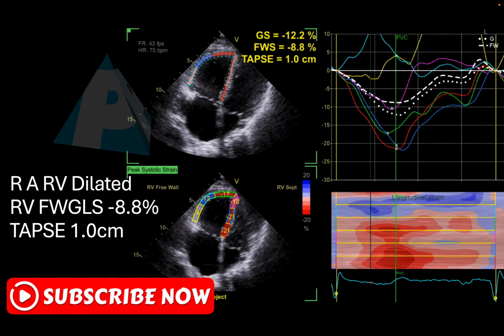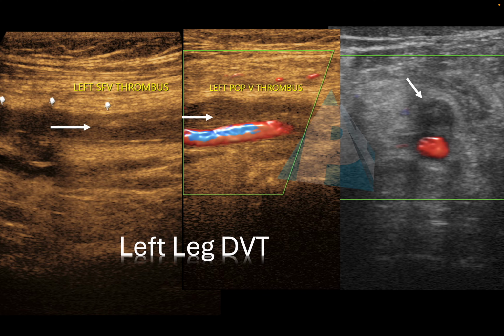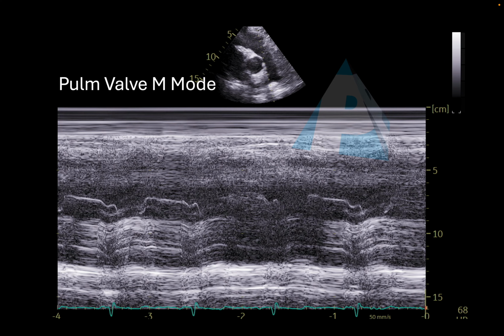Now let's follow the story further. We got a venous compression ultrasound and Doppler done, which showed multiple thrombi in the popliteal and superficial femoral veins, and the veins were non-compressible, giving a clear diagnosis of pulmonary embolism leading to PAH and RV dysfunction.